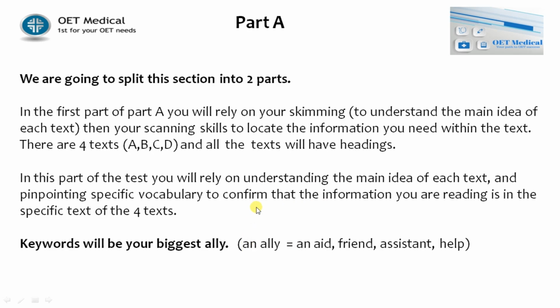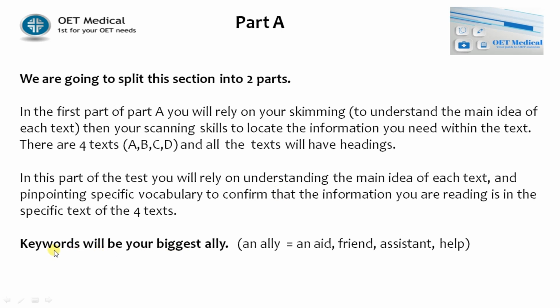As you know, the exam is split into parts A, B and C. So we're going to split part A into two sections. The first set of questions rely on 4 different texts. The texts are just called text A, B, C and D. They all have titles and they're all medically related. So what you have to do here is basically just read the text, and then you have to match the headings or the sentences with the text A, B, C or D.